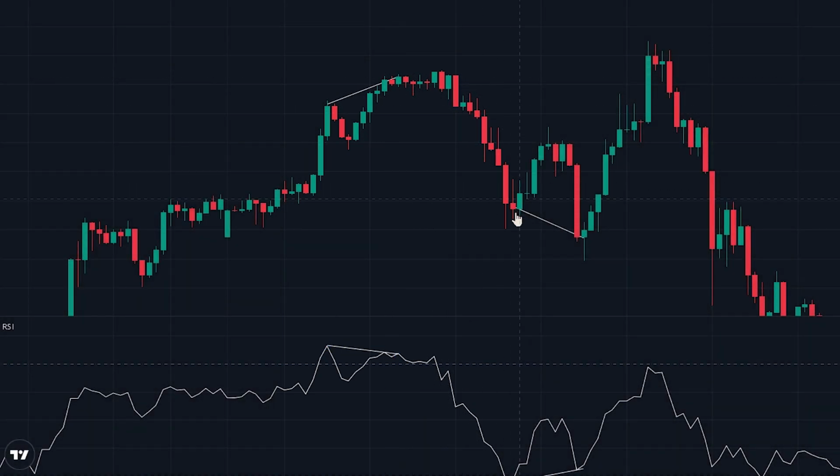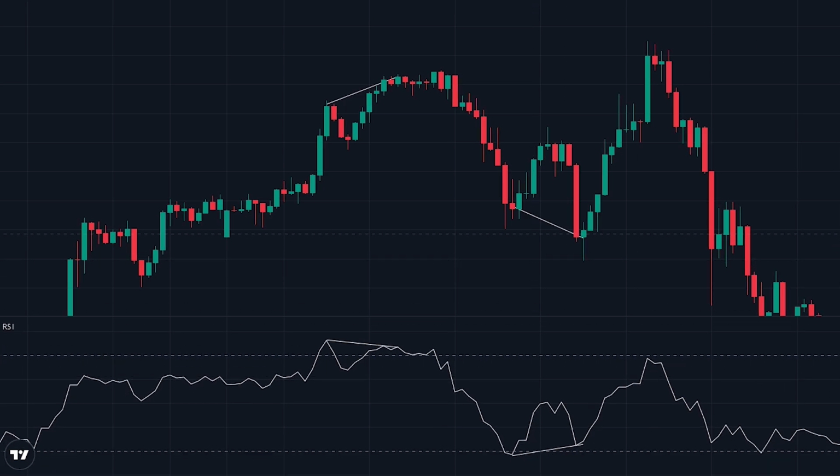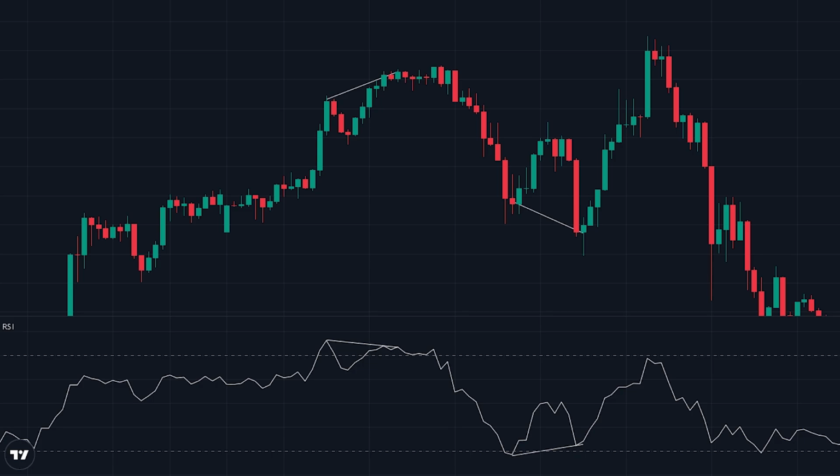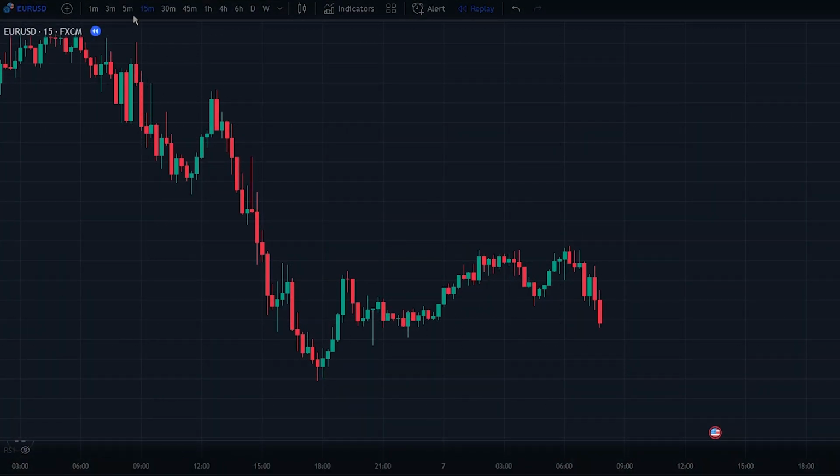Now that we know exactly how we will be using the smart money concepts along with the RSI indicator, let's take a look at an overview of the strategy. First, we will take a look at the price action on the 15-minute time frame. On this time frame, we will be looking for order blocks.